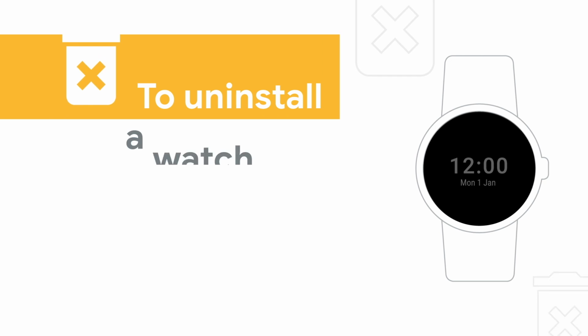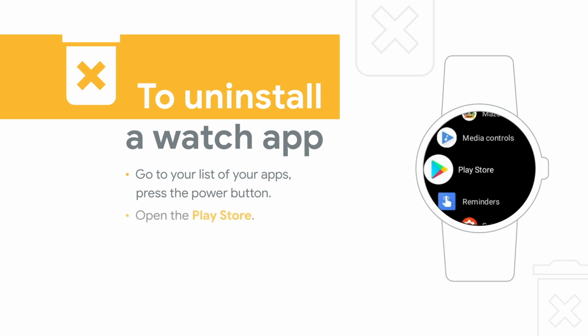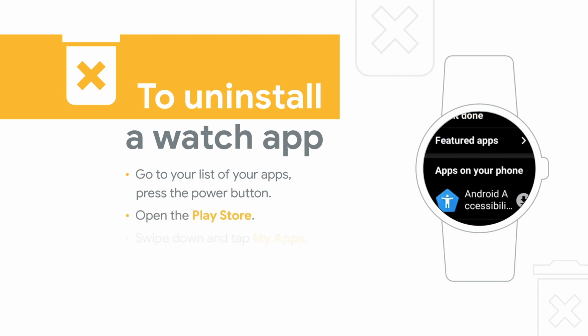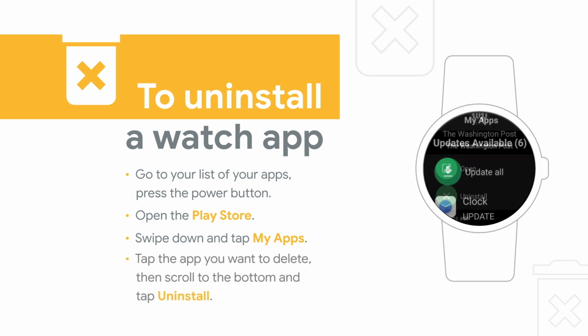If you have an app installed on your watch that you want to remove, you can uninstall it in a few taps. If the screen is dim, tap it to wake up your watch. To go to your list of apps, press the power button. Open the Play Store app. Swipe down and tap My Apps. Tap the app you want to delete, then scroll to the bottom and tap Uninstall.